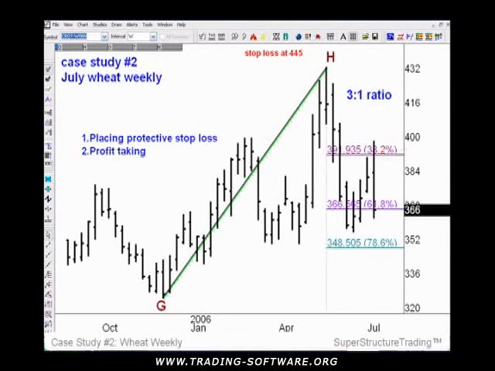But as we mentioned earlier, because of this somewhat deep retracement down here, you may be able to take profits down here at the 61% level. That would give you a 5 to 1 reward to risk ratio.